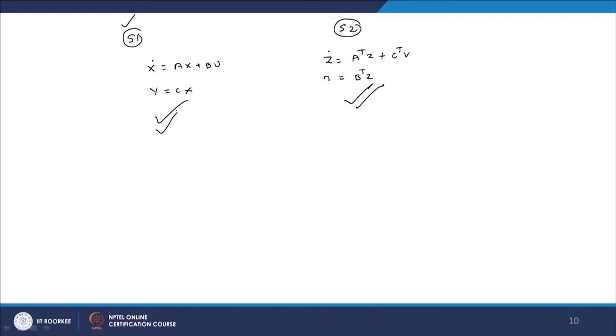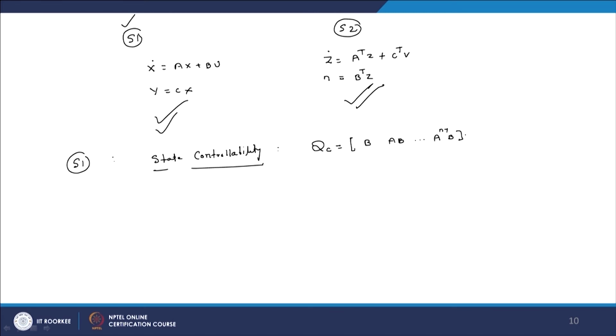Now for this system S1, the state controllability, that is Q C. Here controllability by the Kalman test we can write down as B, A B, and this process repeated up to A raised to n minus 1 B. That is the state controllability for S1.